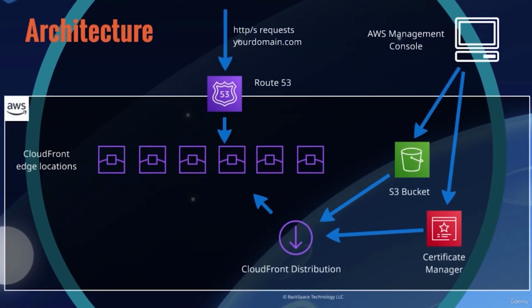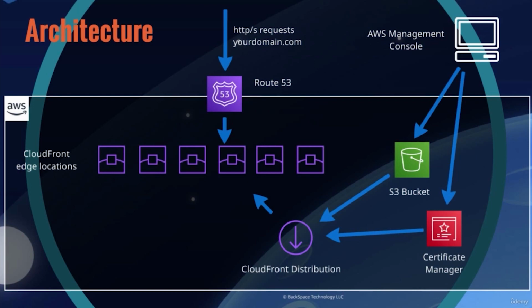Okay, a picture tells 1,000 words. On the right hand side there, we're going to be using the AWS Management Console to remotely connect into AWS. Then we're going to create an Amazon S3 bucket. We're going to upload our HTML5 website to that Amazon S3 bucket, and we're going to make sure that that is all working.